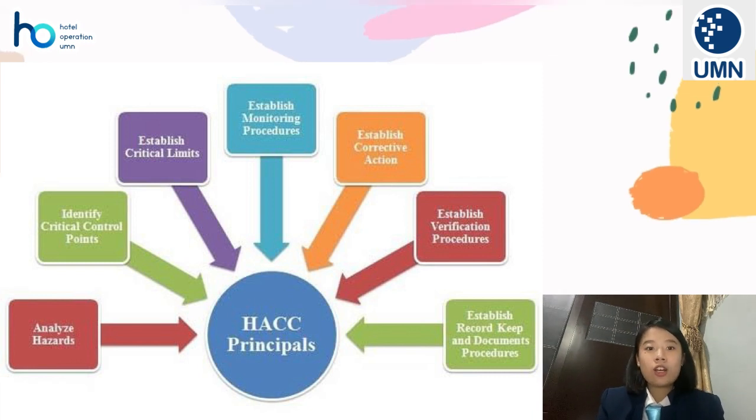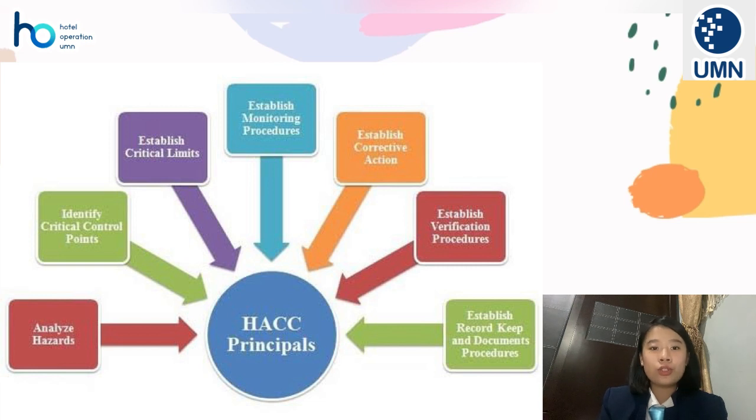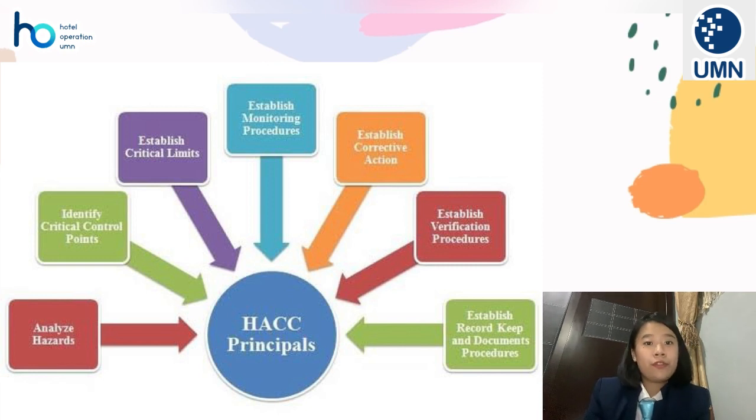Fifth is to take corrective action when monitoring indicates that a CCP is not under control. Specific corrective action is applied to each CCP in the HACCP system to deal with deviations that occur. Thus, corrective action should be capable of bringing the CCP back under control, and this includes the proper disposal of the defective products.